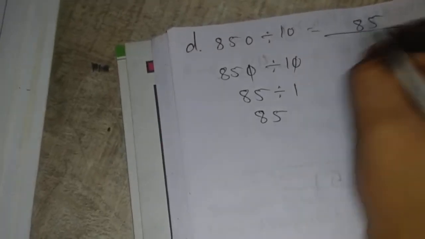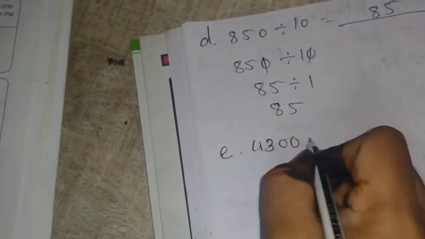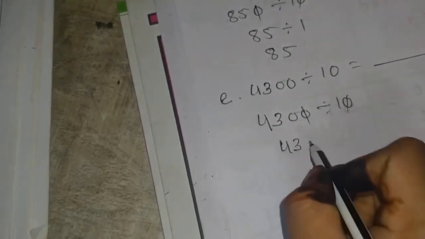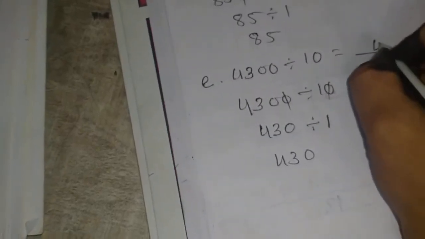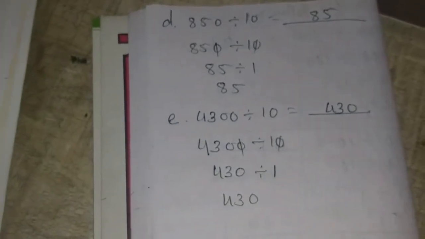Here answer is 85. E1 question, 4,300 divided by 10. So we have to write here is equal to dash. We have to write here 4,300 divided by 10. Cut the 0. So here we have to write 430 divided by 1. Answer is 430. So here we have to write 430. Now students, I'll give you 1 minute. You have to write this in your maths notebook.